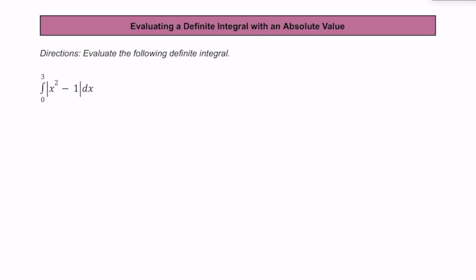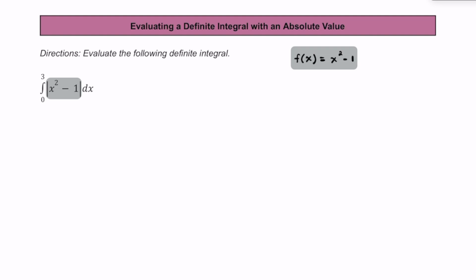Let's go over how to evaluate a definite integral with an absolute value function together. We're going to evaluate this definite integral from 0 to 3 of this absolute value function of x squared minus 1 dx. To get a better understanding of what this function is, let's go ahead and look at it on the side for a moment.